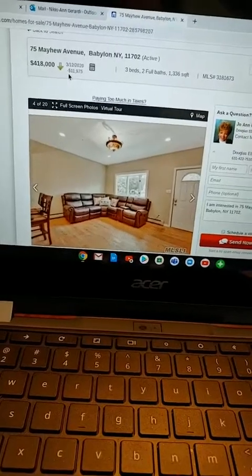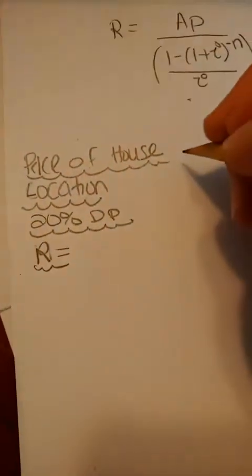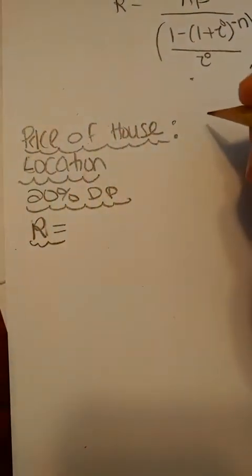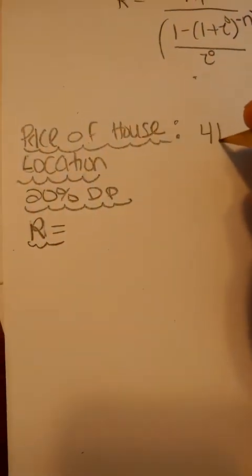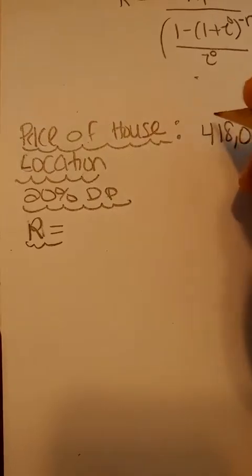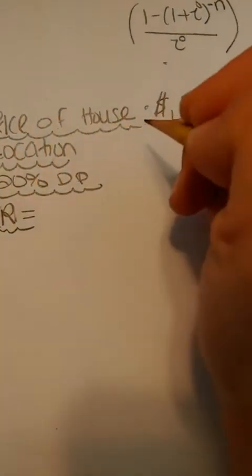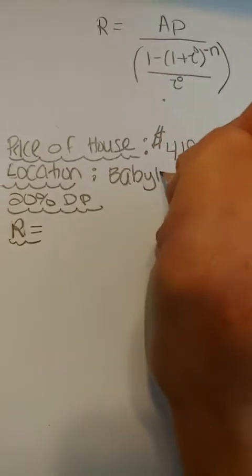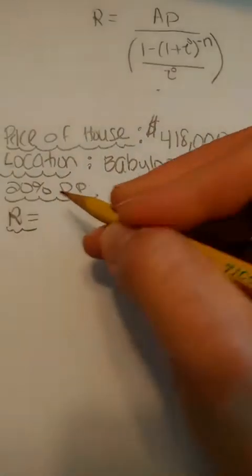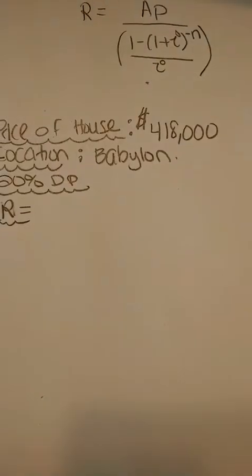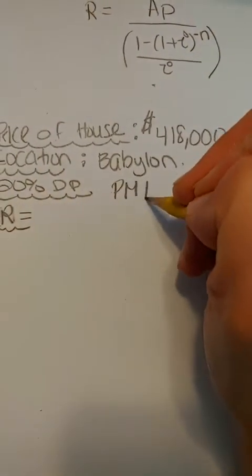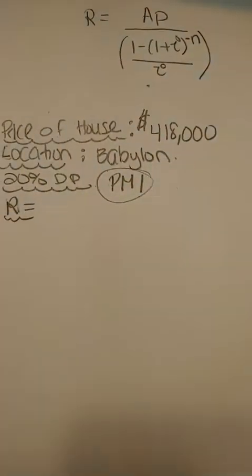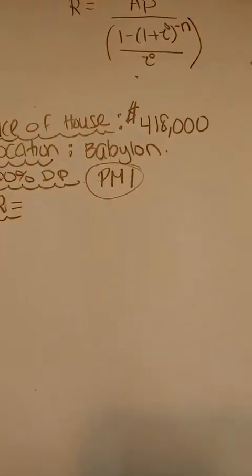Okay, so one of the first things we have to record is the price of the house. So the price of the house that I picked was $418,000. The location is Babylon. And then we're going to be putting down a 20% down payment to avoid the PMI, the private mortgage insurance. So in order to avoid that, we're going to put down a 20% down payment.